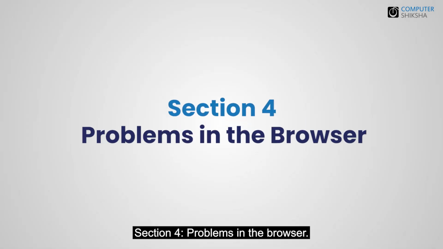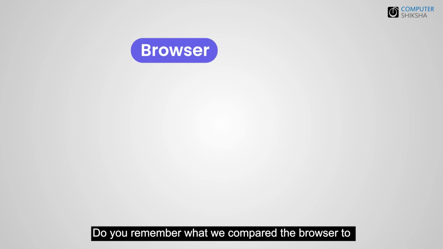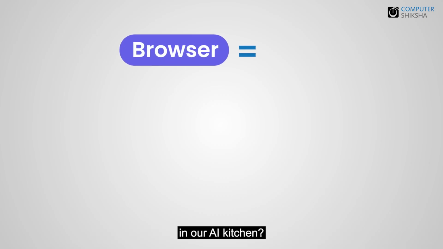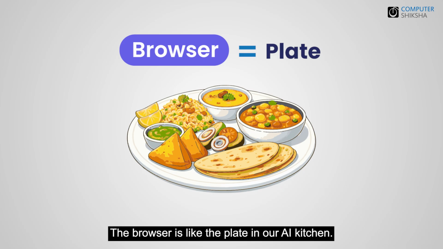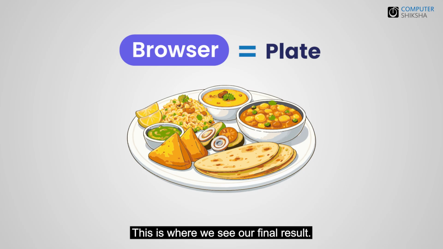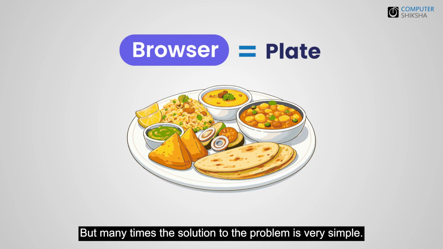Section 4. Problems in the browser. Now students, let's talk about our last tool. Do you remember what we compared the browser to in our AI Kitchen? I heard someone say a plate. You are absolutely right. The browser is like the plate in our AI Kitchen. This is where we see our final result. So if something looks wrong here, we may think there is a mistake in the code. But many times, the solution to the problem is very simple.